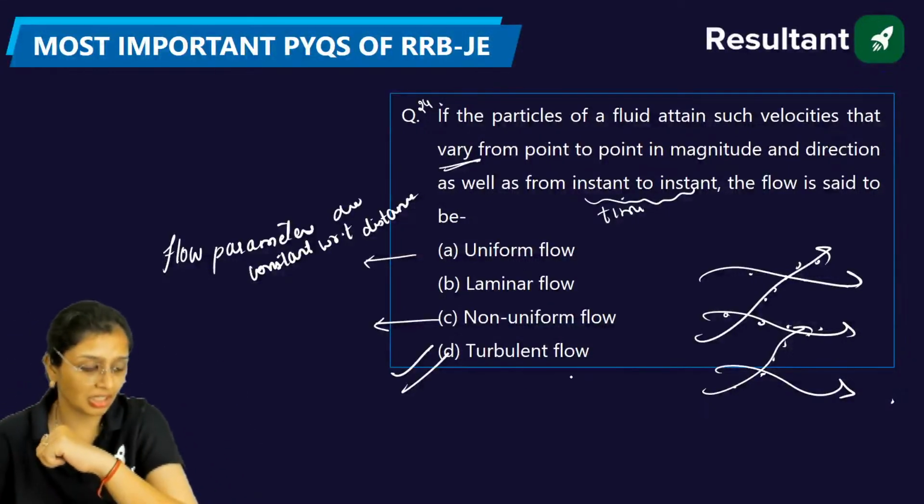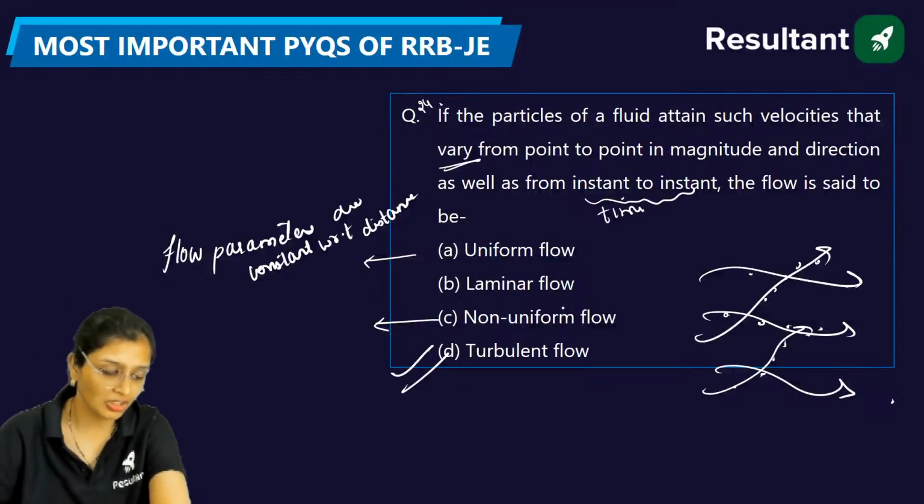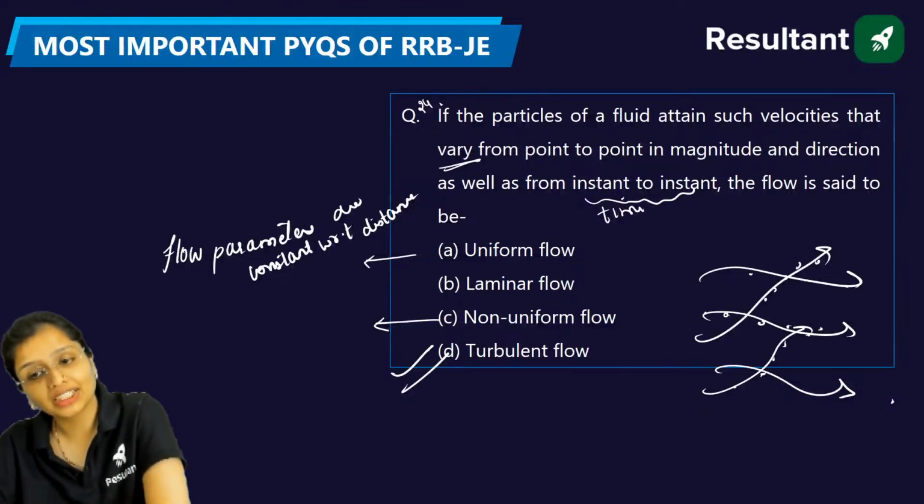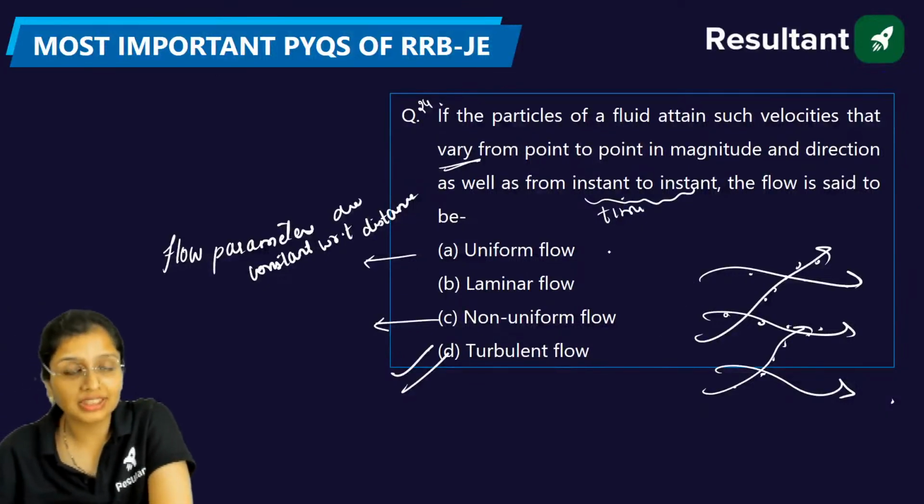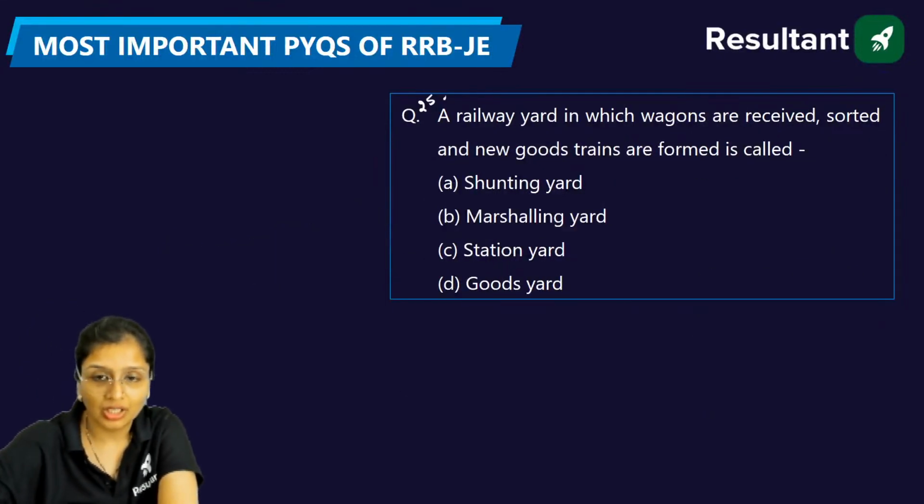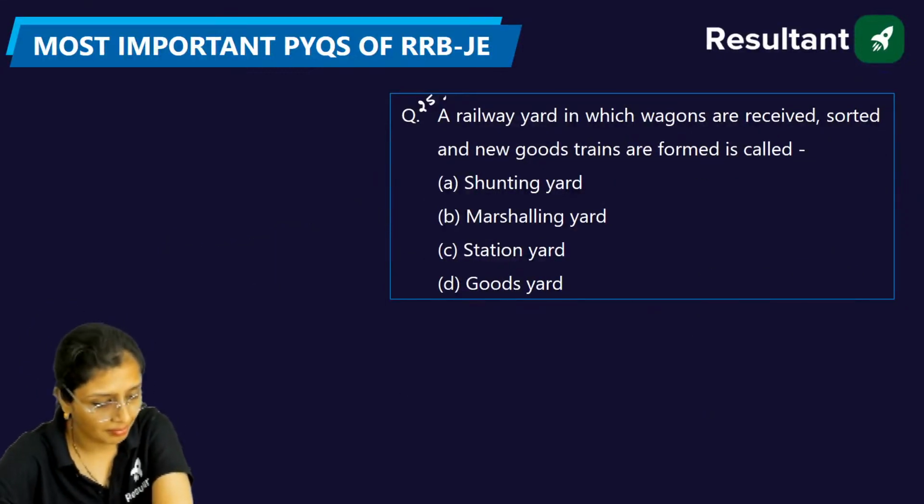So here it will be a turbulent flow. Got the logic? So read the question. Varying from point to point in magnitude, varying in direction, and varying from instant to instant. That means time to time. Clear? Okay. Question number 25.